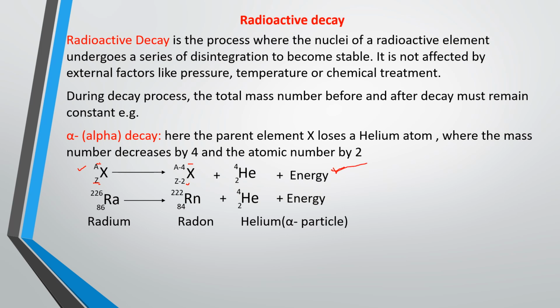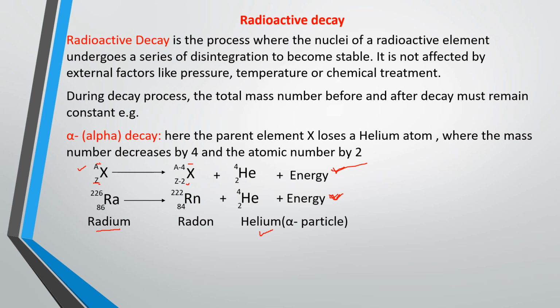An example is radium. Radium will decay to radon by losing a helium atom plus energy. This helium atom is a positive alpha particle. So this is a typical example of an alpha decay. You need to take note of this and have it in your memory, because you can be asked in an examination which of these equations represents an alpha decay.